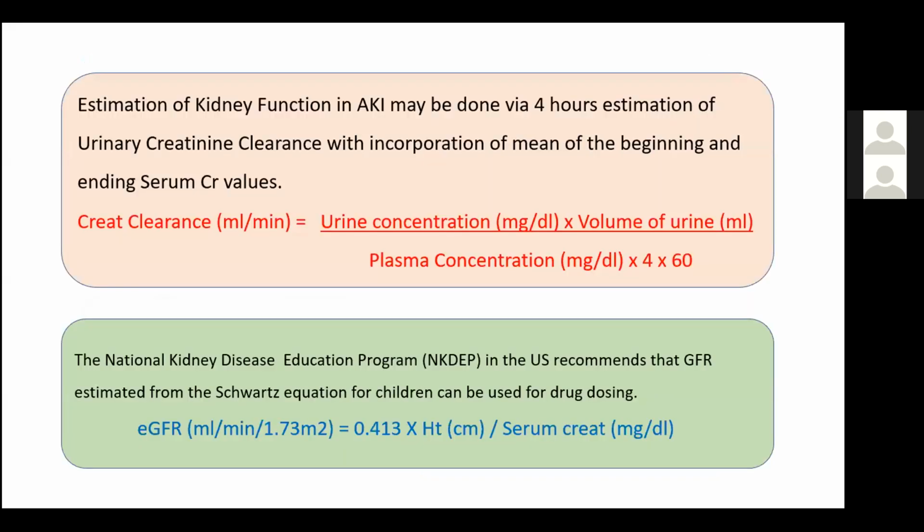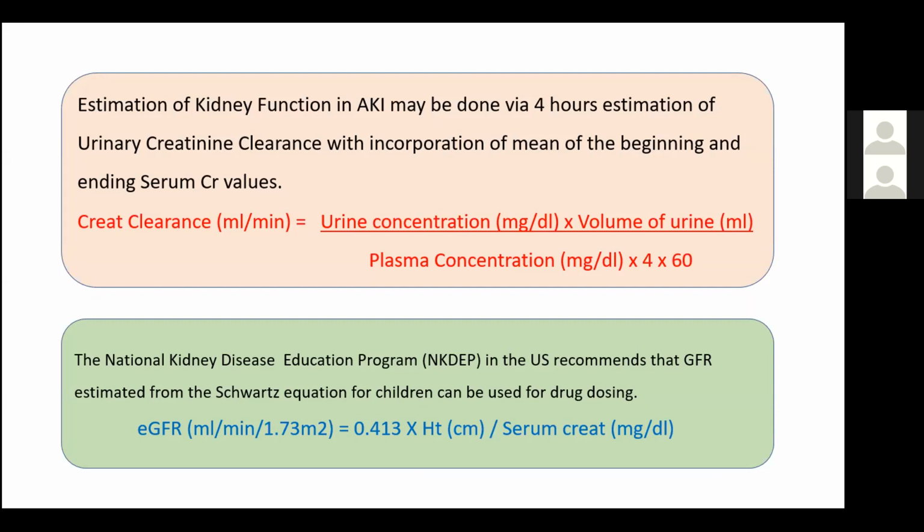So estimation of kidney function in AKI may be done via a 4 hours estimation of urinary creatinine clearance with incorporation of the mean of the beginning and the end serum creatinine values. Usually children who are admitted in the ICU who are very critically ill, they will usually have a very tight monitoring of the urine output. So they are usually catheterized. So it is not very difficult for us to obtain a 4 hours urine sample.